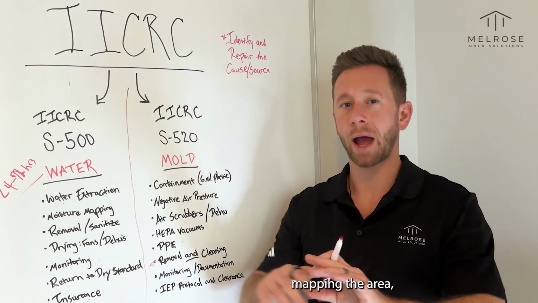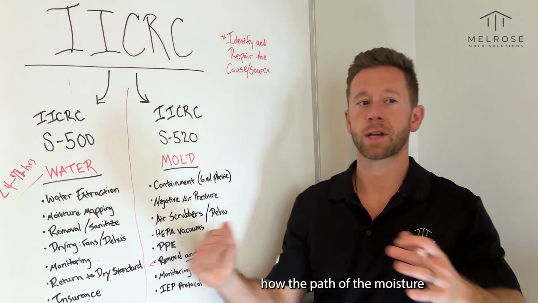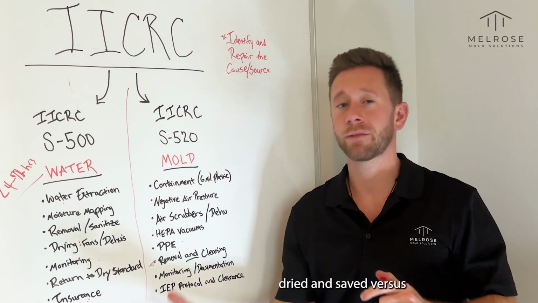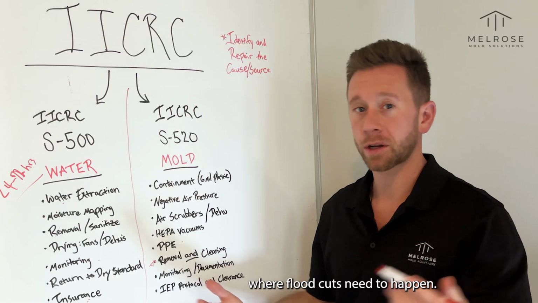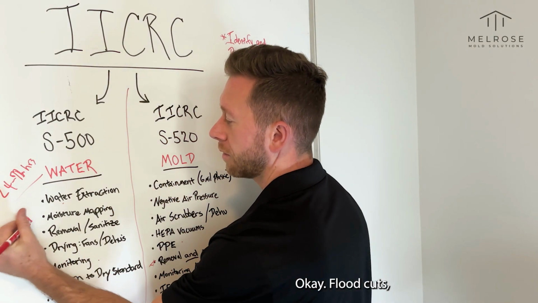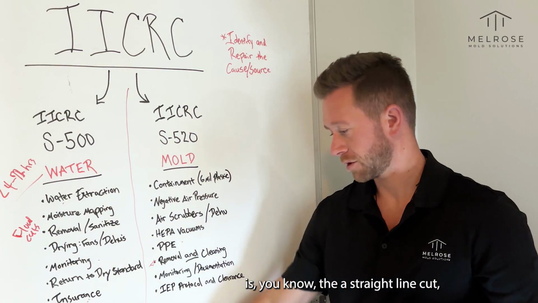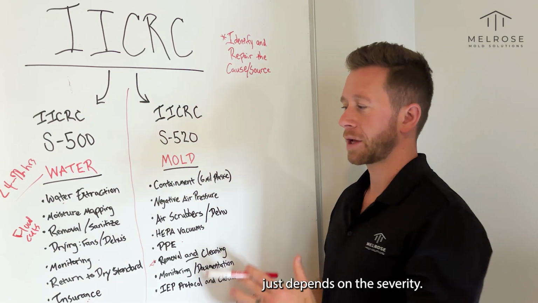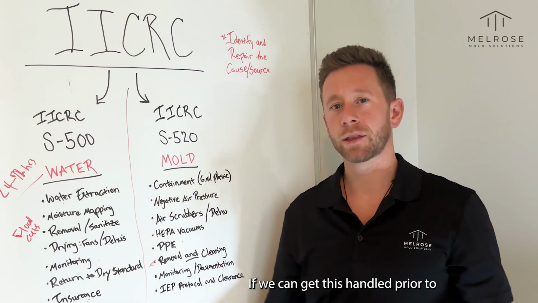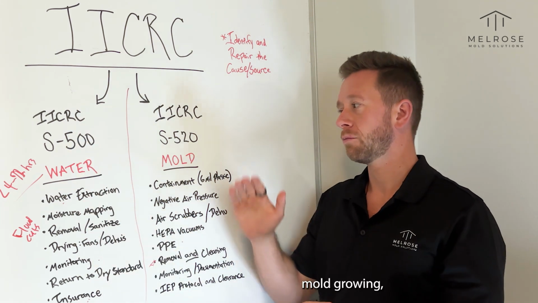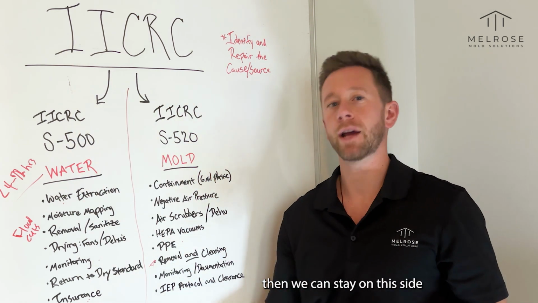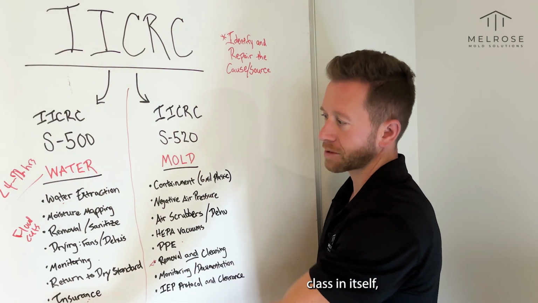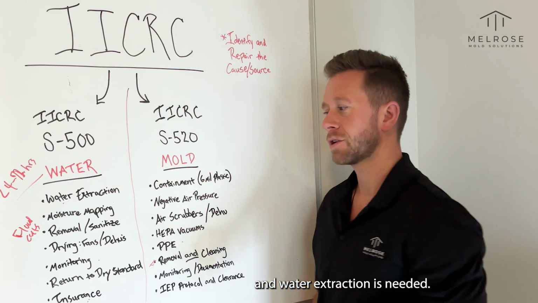It might include moisture mapping the area, which I've done many of those, where you assess how the path of the moisture went to different places and what can be dried and saved versus what needs to be removed, where flood cuts need to happen. Okay, flood cuts is the straight line cut here, 1, 2, 3, 4 feet high, just depends on the severity. If we can get this handled prior to mold growing, then we can stay on this side of the remediation or restoration protocols. So this is a whole different class in itself, and water extraction is needed.